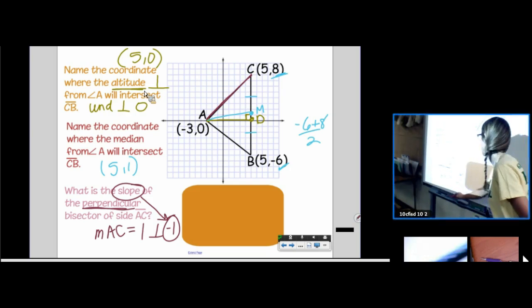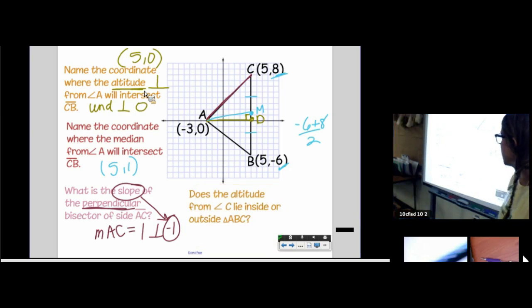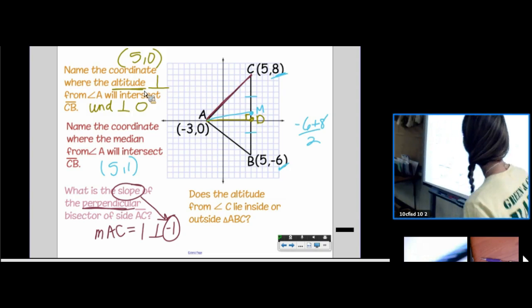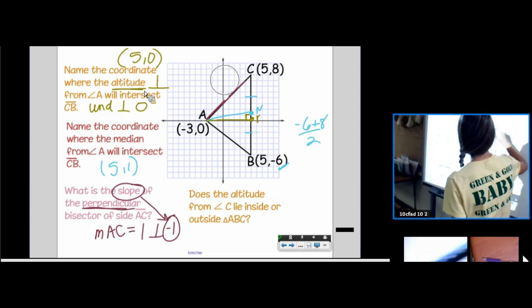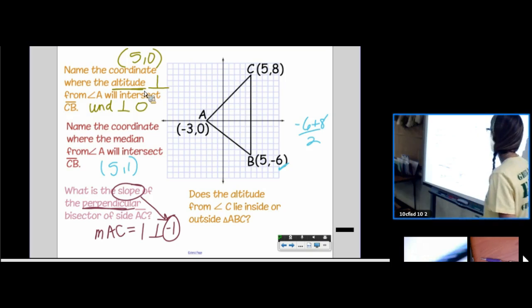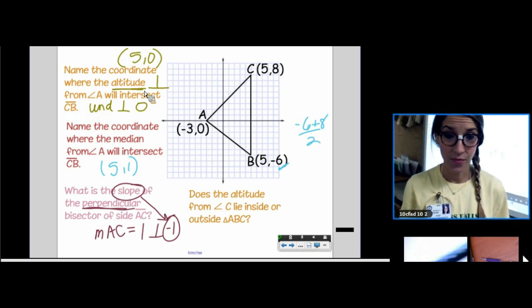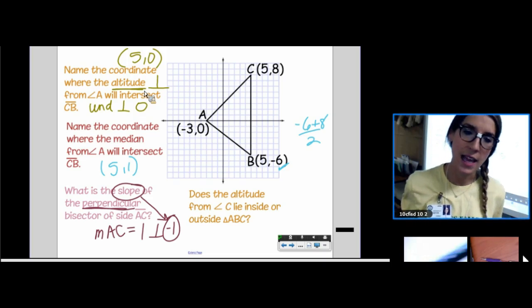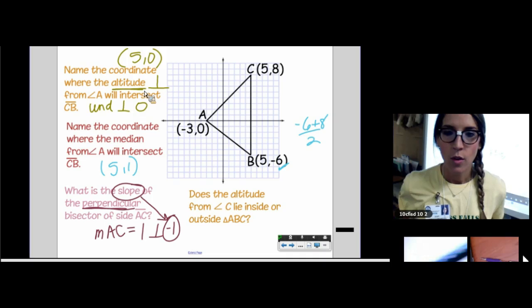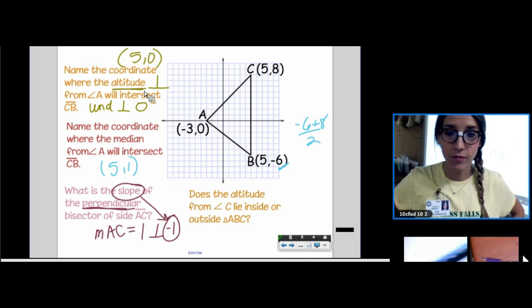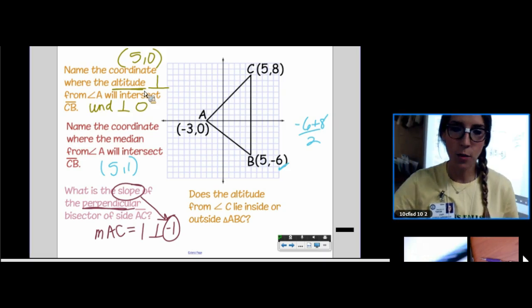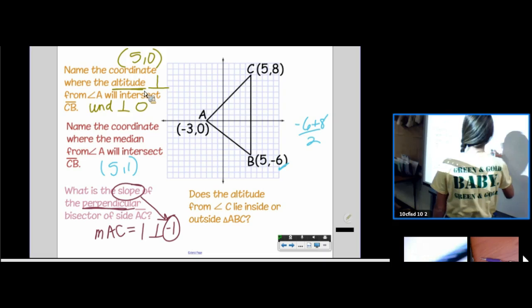Okay, last question. Let me erase what we've got going. Does the brand new question, does the altitude from angle C lie inside or outside ABC? Does the altitude from angle C lie inside or outside ABC? There's a few ways that we could figure this out. What's one way we could figure this out? So kind of what I'm saying is that we are not allowed to eyeball this.